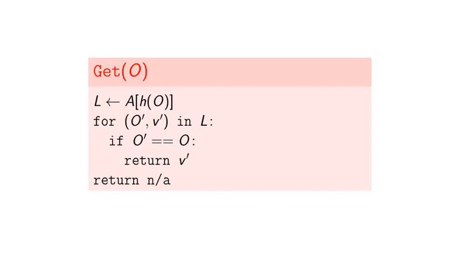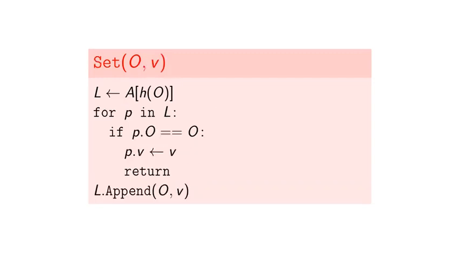Why is that? Because if there was some value, it has to be in the list corresponding to the cell number h of O, because that's the way we store our chains. And if we didn't find it there, then there is no entry corresponding to the object O.